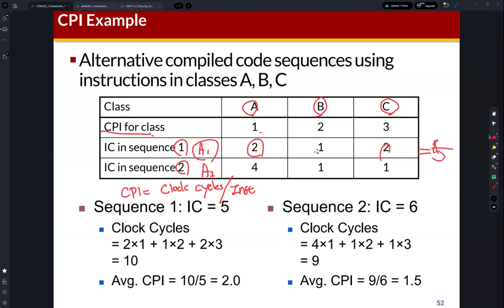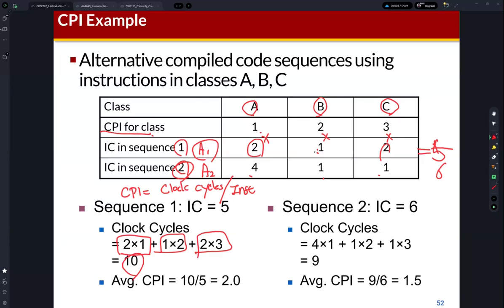5 instructions. And then how about A2? A2 has 6 instructions. And how many cycles? We can just multiply the number of cycles by the instruction count. So 2 multiplied by 1, 1 multiplied by 2, 2 multiplied by 3, that is 10.